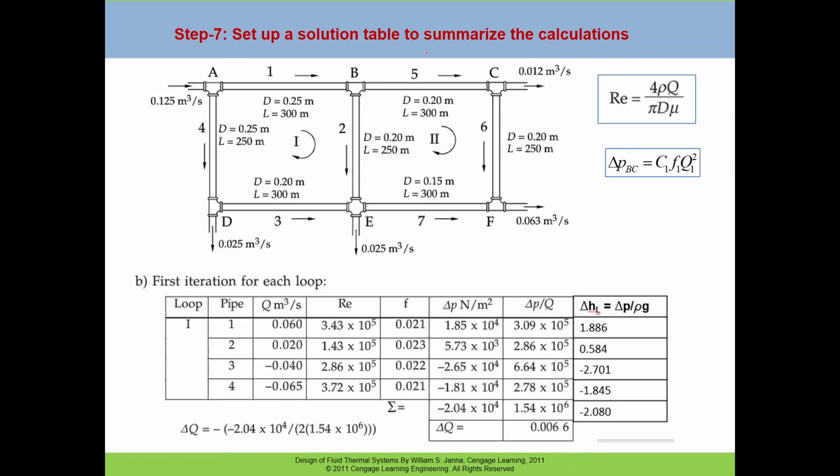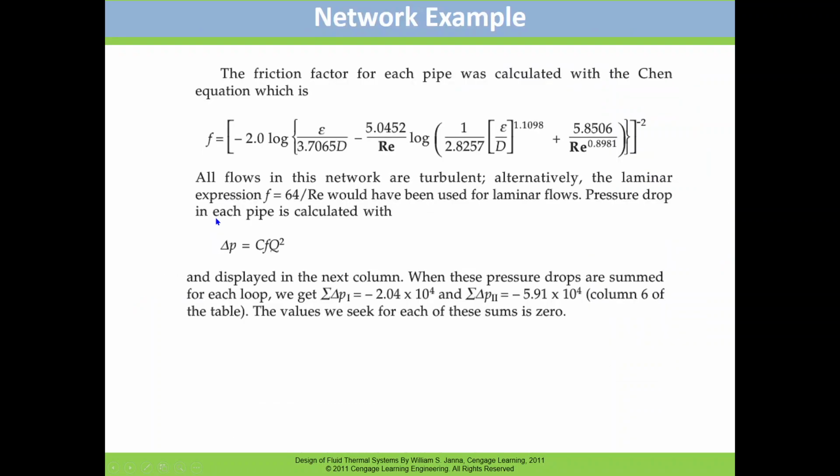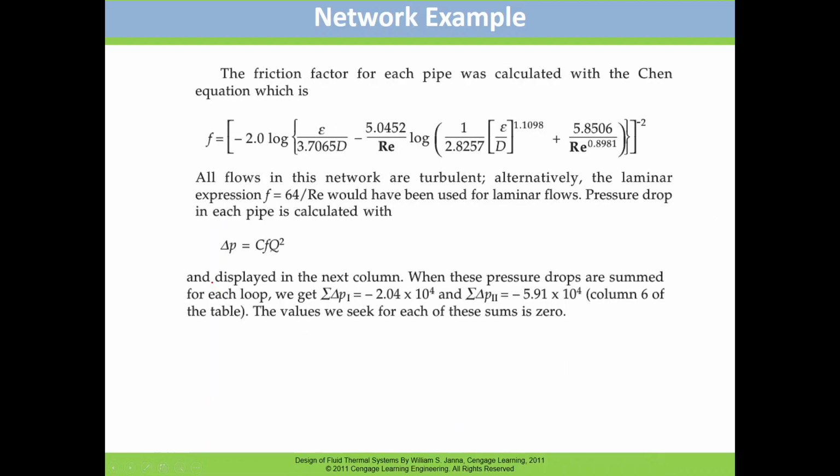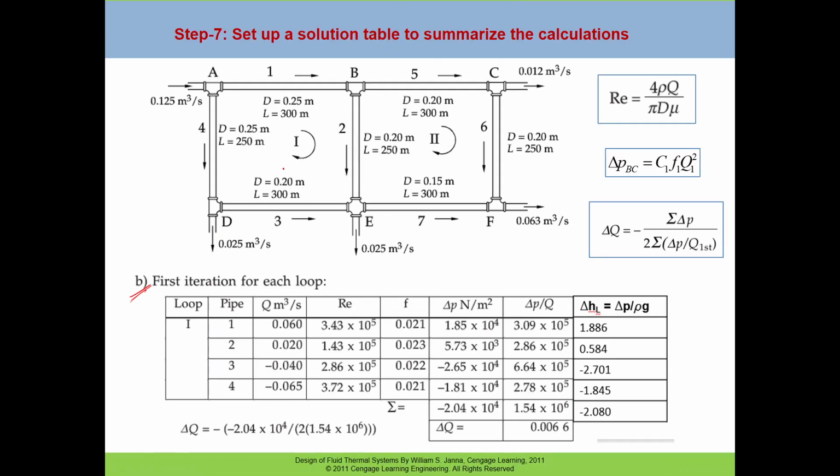After preparing this table, we have to identify the loops, which we have already identified: this is loop 1 and this is loop 2. So you have to make two tables, one for loop 1 and one for loop 2. Here we are making the table for loop 1, and then here for loop 2. Okay, so let's talk about loop 1. Loop 1 consists of 4 lines: line number 1, line number 2, line number 3, line number 4.